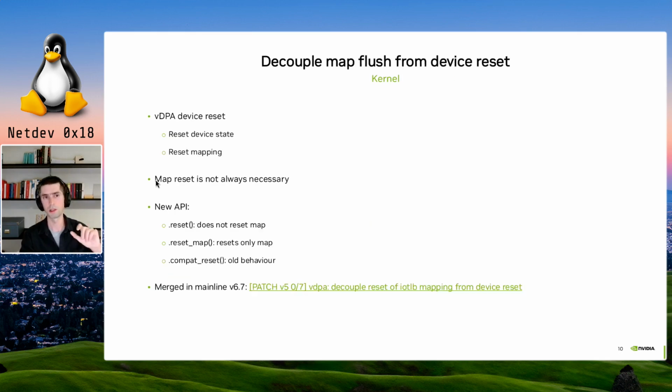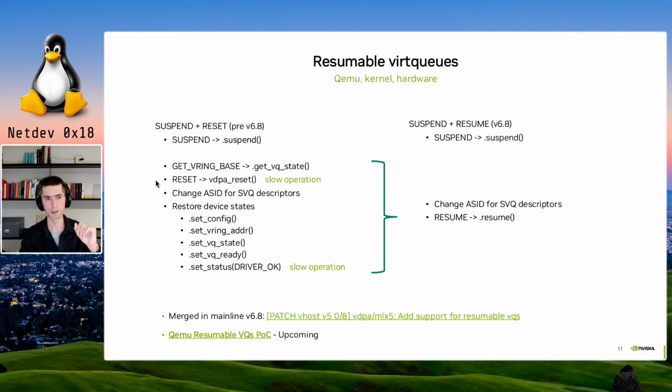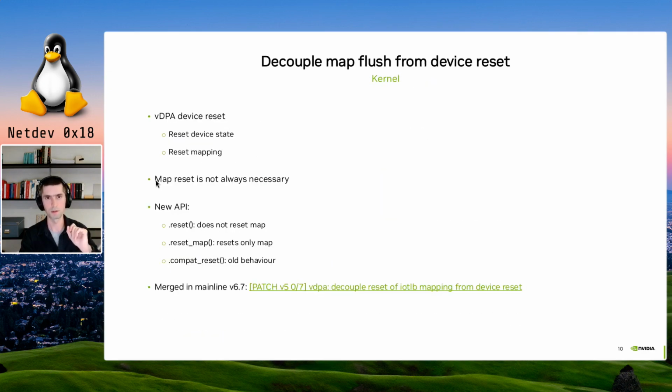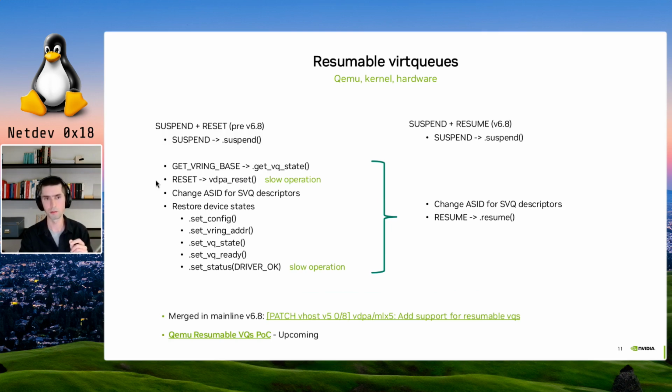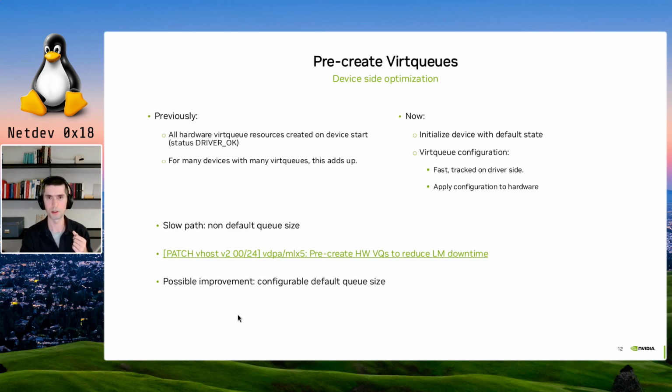Then we have the decoupling of the device reset, removing an extra memory flush from the device reset. This has been accepted in 6.7. Resumable work queues were already mentioned by Siwei. We basically don't have to recreate queues anymore. We just configure and resume them, which is a fast operation. This was accepted in the kernel, and on the QEMU side, you have a link there to the branch. It's going to be upstream once the other changes are in.